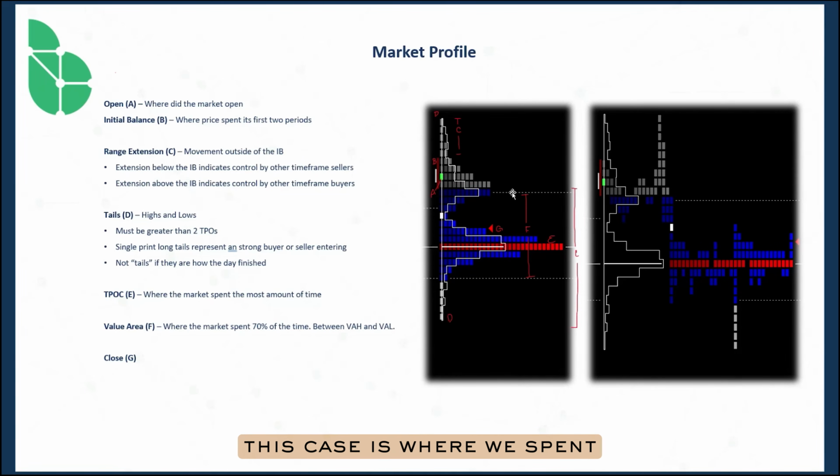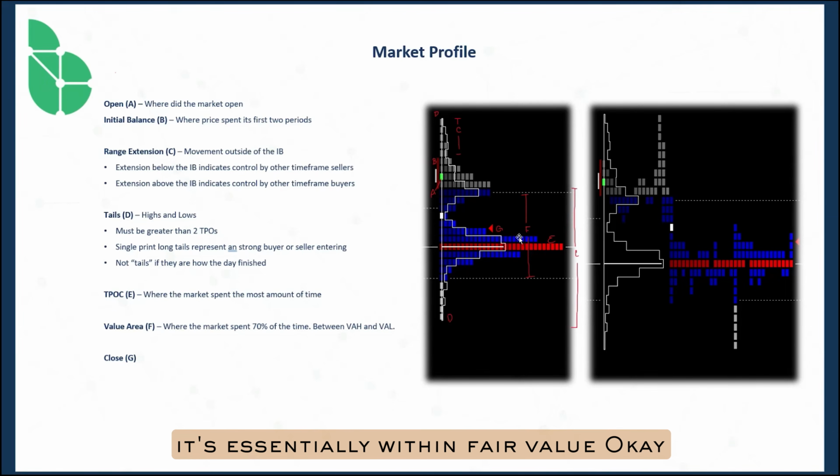And then the value area. The value area in this case is where we spent 70% of the time. Think about this as standard deviation, that normal distribution where we spent 70% of our time, between value area high and value area low. So when the market is moving between this area, it's essentially within fair value.